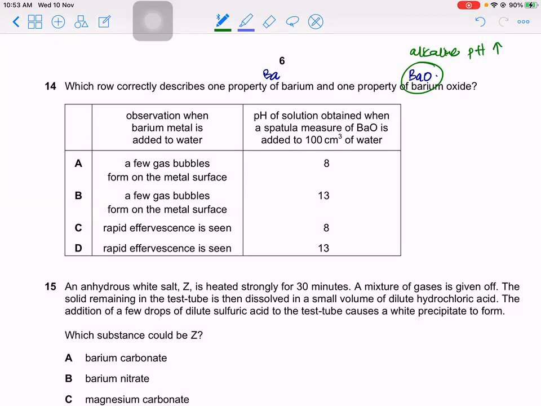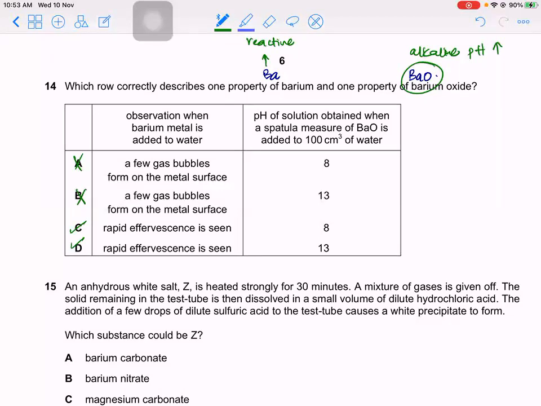Observation when you add barium to water. Barium is super reactive. So when you add it to water, remember I told you, you will get hydrogen bubbles at a very rapid rate. That's how you'll get barium reacting with water. The bubbling will be rapid. Few gas bubbles? No, not few. They will be rapid effervescence. Yes. So C and D can be correct.